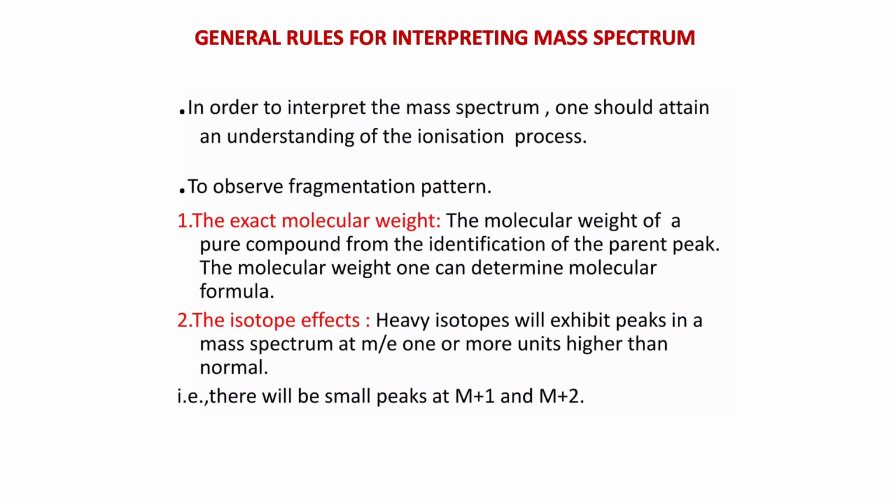Heavy isotopes will exhibit peaks in a mass spectrum at an m by z ratio one or more units higher than the normal. So that indicates that there are isotopes of molecules present. There will be small peaks at M plus 1 and M plus 2. For example, for nitrogen, the molecular weight is 14, but if we see a peak at 15, it means that an isotope of nitrogen is present.